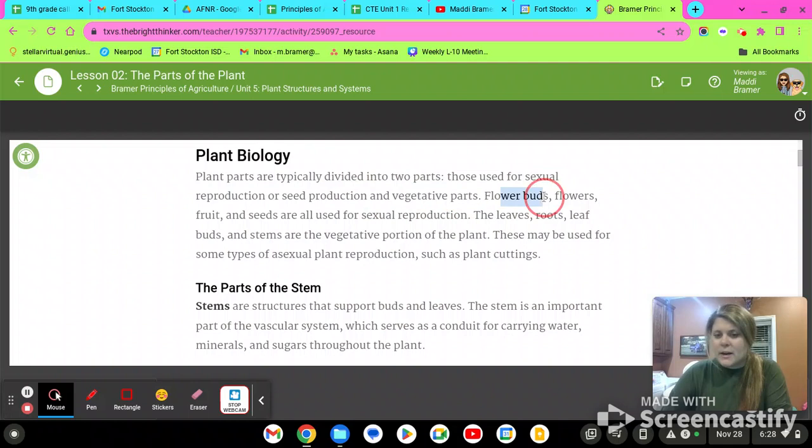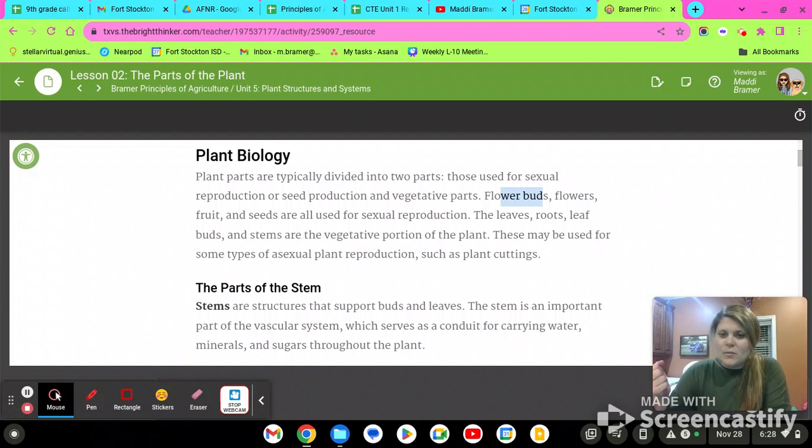So the flower buds, the flowers, the fruit, and the seeds, those are all considered for sexual reproduction. The leaves, roots, leaf buds, and stems, those are all the vegetative portion of the plant. So you can see how it's 2 separate structures. So these may be used for some types of asexual plant reproduction, such as plant cuttings. And that's where you don't need a female and a male plant. They can reproduce on their own.